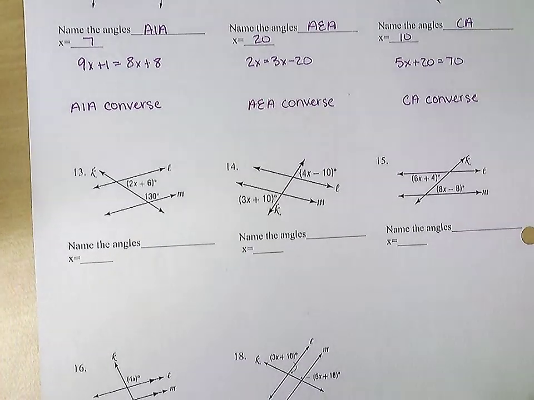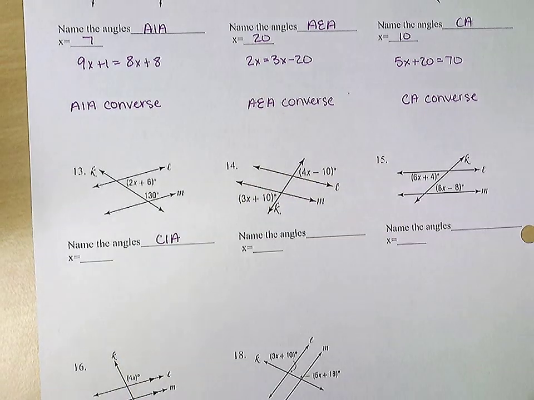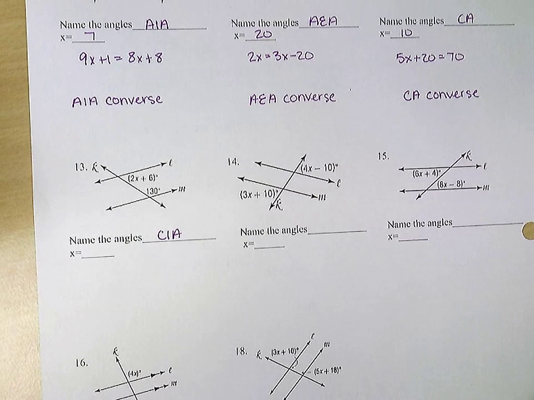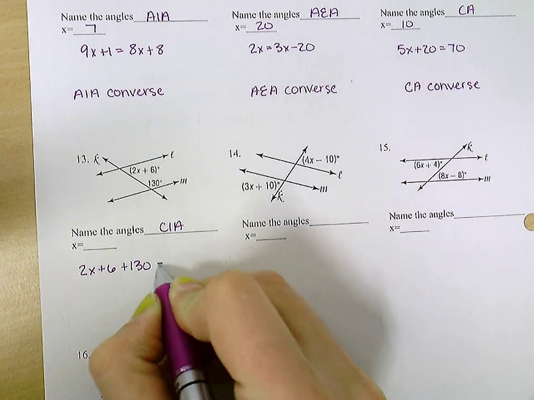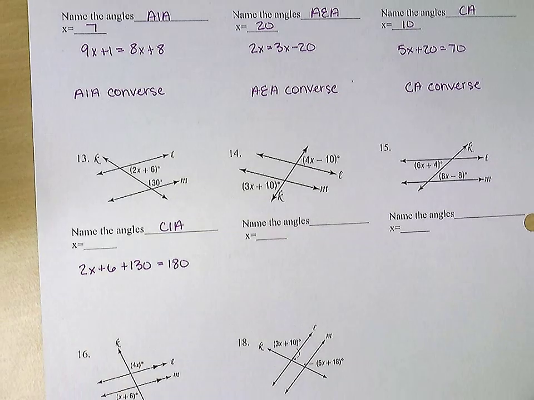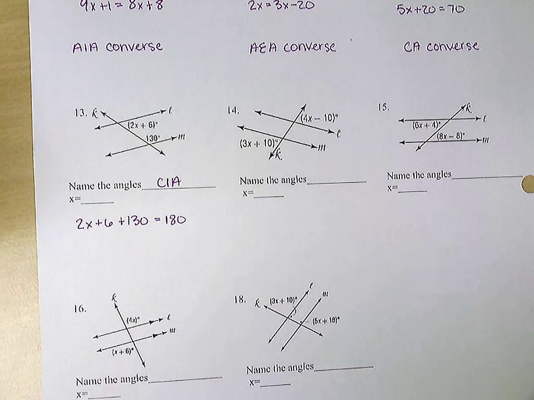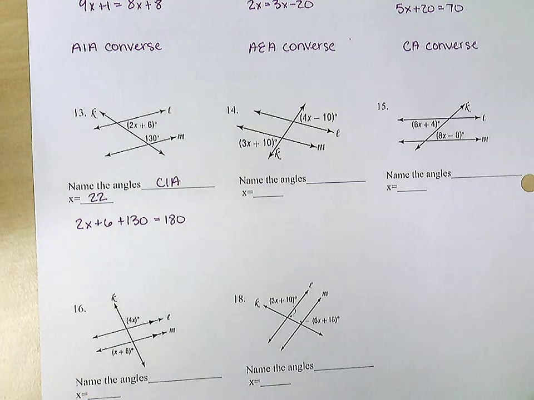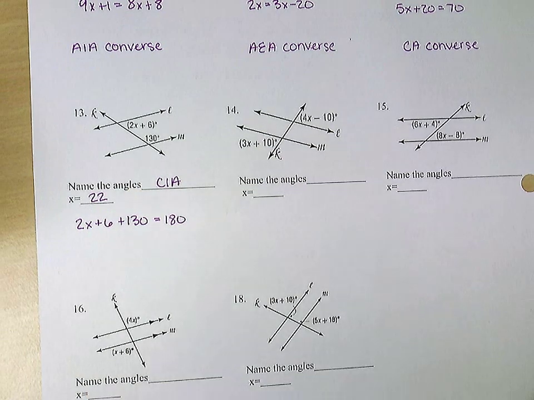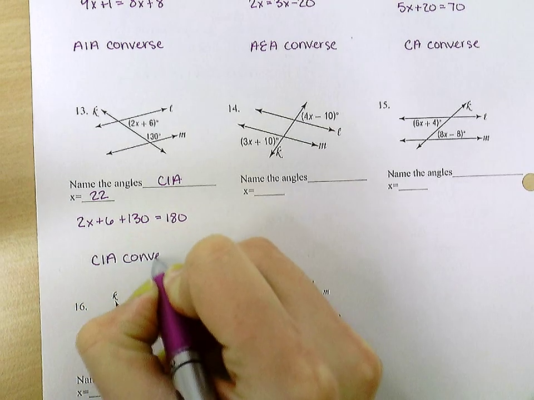Okay, last one I had you do here. This angle pair are consecutive interior angles. Now consecutive interior angles are supplementary if lines are parallel. So I would have to add these together to be equal to 180. Once you solve for x, you should get 22. And then those lines would be parallel by the consecutive interior angle converse.